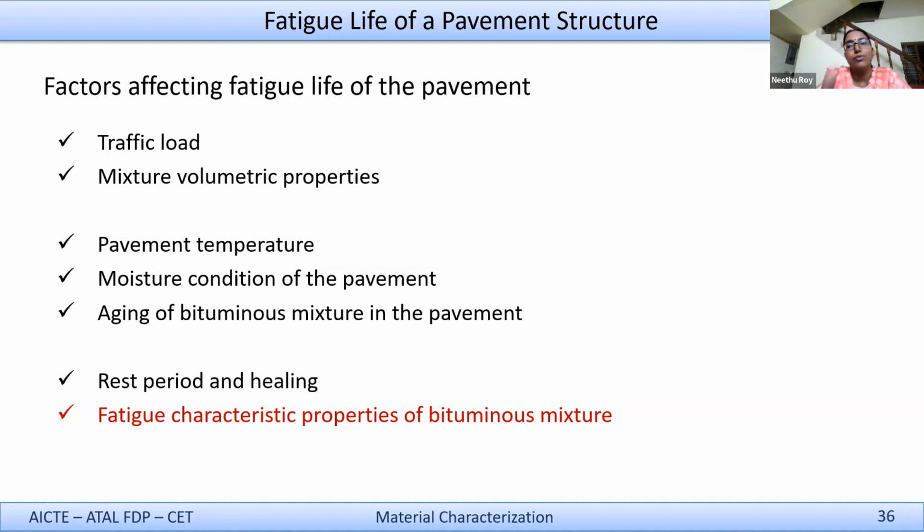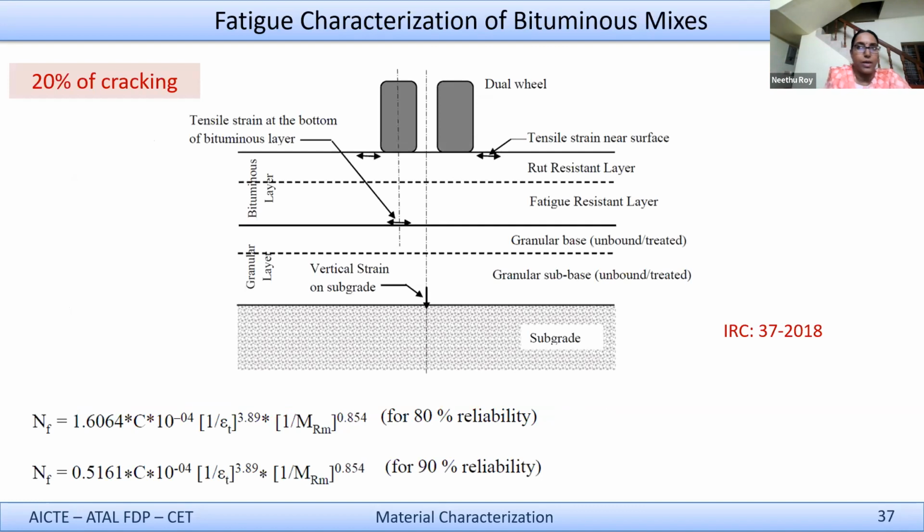So essentially, you want to study the fatigue characteristics in the laboratory. Now, how is it reflected in the design? In the design, as per IRC 37, 20% cracking is considered as failure, and the critical tensile strain at the bottom of the bottom bituminous layer is important, which goes into the distress transfer function, wherein you can find the number of repetitions to failure.